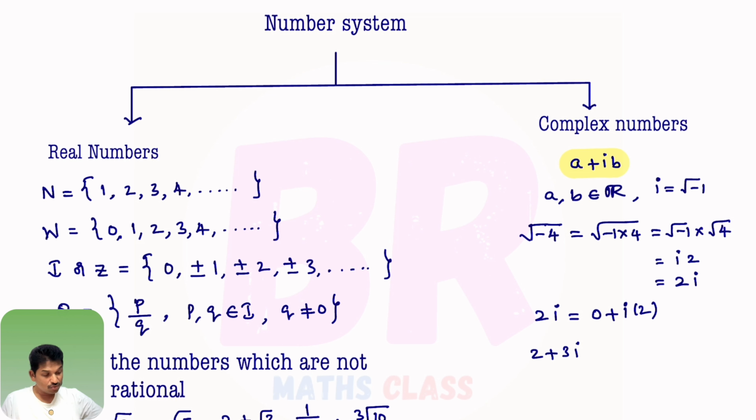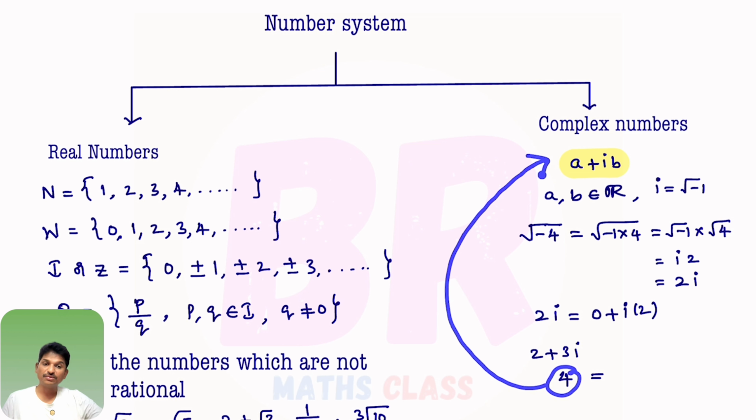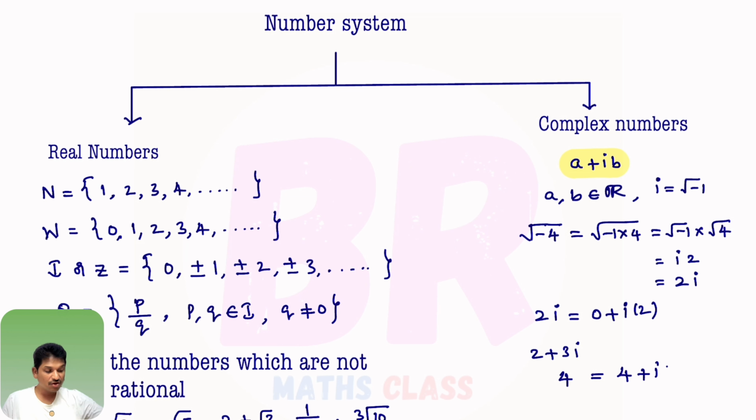Now here you need to know one thing. Is 4 a complex number? Actually, 4 is a real number, right? What are complex numbers? Those in this form. Yes, 4 is a real number, but 4 is a complex number also, because 4 can be written as 4 plus i into 0. You see here, a plus ib: a is a real number, b is a real number, right? So 4 is a real number, and 4 is a complex number also. 4 is just a complex number, not an imaginary number.